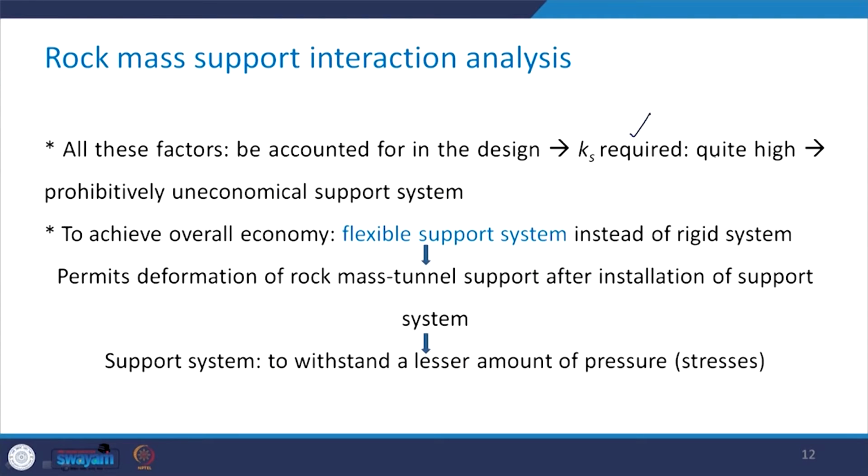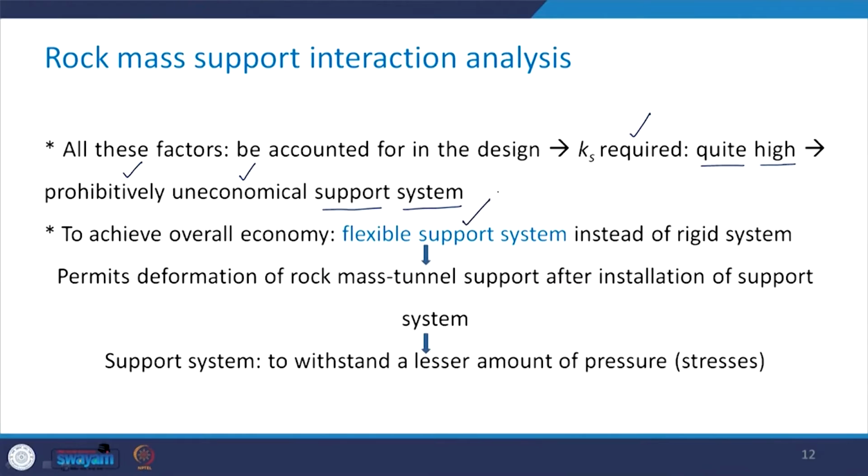Now, as I mentioned, if this radial deformation is to be completely arrested, then the required stiffness of the support system is going to be extremely high, and this would result in a prohibitively uneconomical support system. Now, in order to achieve overall economy, one needs to go for a flexible support system instead of the rigid system.